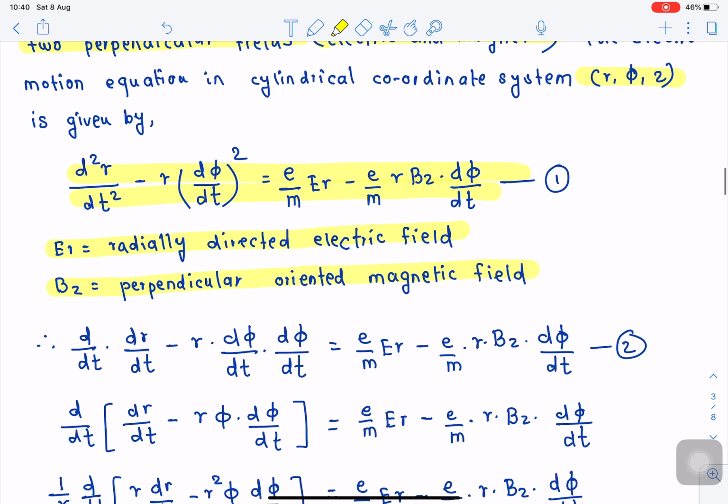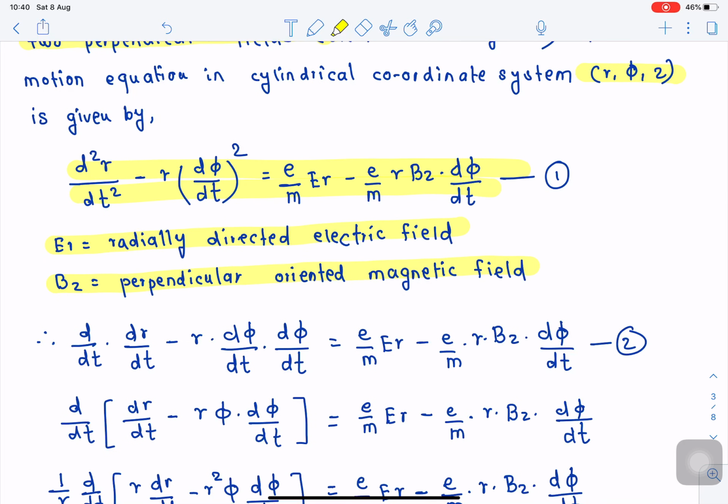Okay, so we can rewrite equation number 1 in this particular form by separating the derivatives. So d by dt of r times d phi by dt, where r we take as it is, and d phi by dt we write out separately in this way. On the right hand side we write the terms as they are, and let us call this equation number 2.